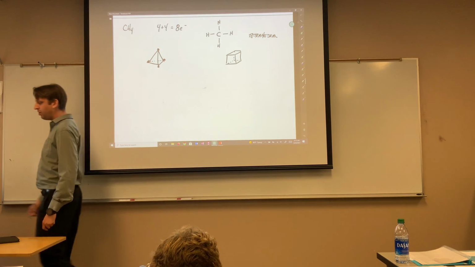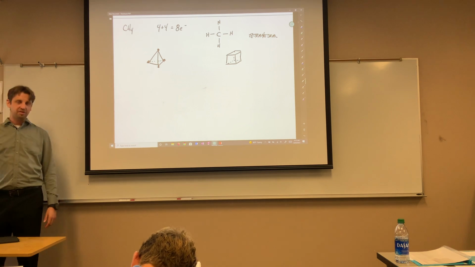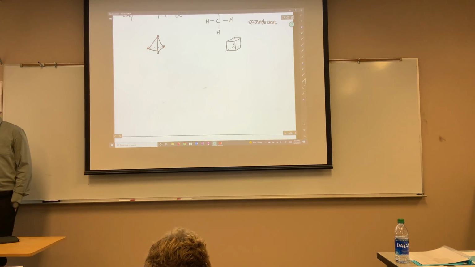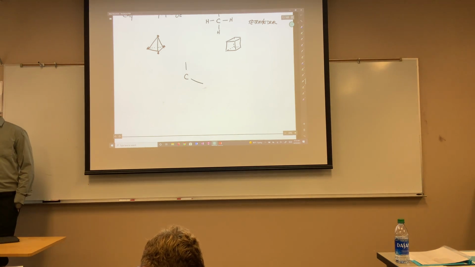All right, so how do we draw a tetrahedron? Every tetrahedron is going to look the same way, for the most part, okay? There's my carbon, okay? I'm going to put 4 things around it. Those 4 things are going to look like this.